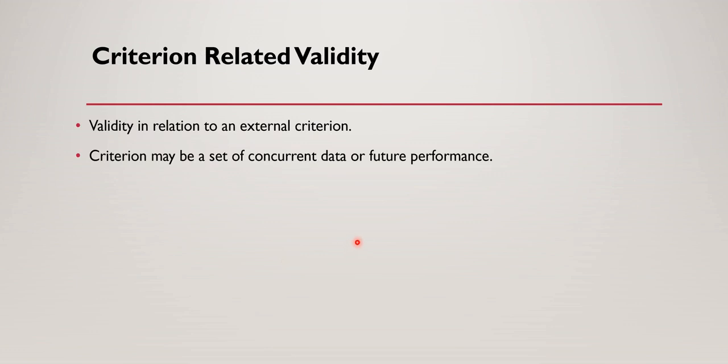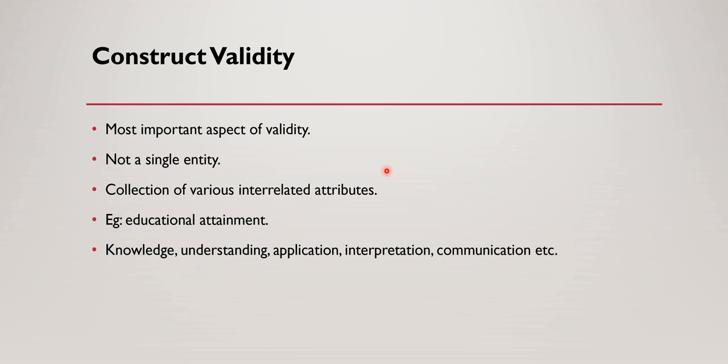Next is criteria related validity. So validity in relation to an external criteria. The criteria may be a set of concurrent data or future performance. Then there is construct validity. It is the most important aspect of validity, and it is not a single entity. It is a collection of various interrelated attributes. If you take an example of educational attainment, then it is a collection of various attributes, that is knowledge, understanding, application, interpretation, communication, etc.